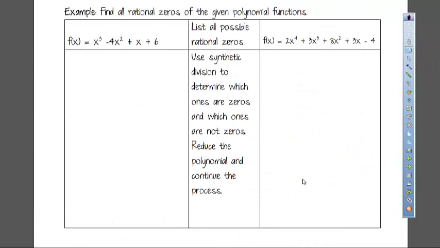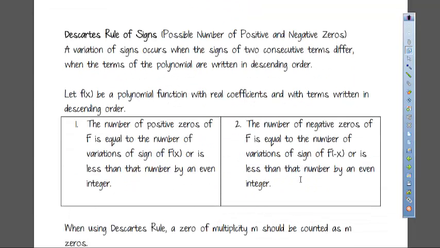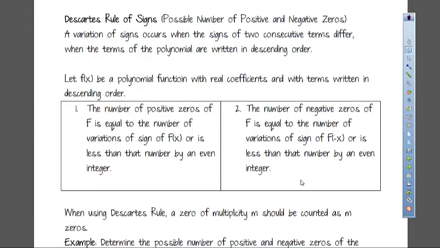All right, let's see what's next. Okay, so yes, here's what I was telling you about. Well, here's actually another rule that's going to be useful to us. This is Descartes' rule of signs. This tells us about the possible number of positive and negative zeros. A variation of signs occurs when the signs of two consecutive terms differ, when the terms of the polynomial are written in descending order. So it says let f of x be a polynomial function with real coefficients and with terms written in descending order. The number of positive zeros of f of x is equal to the number of variations of sign of f of x, or is less than that number by an even integer.